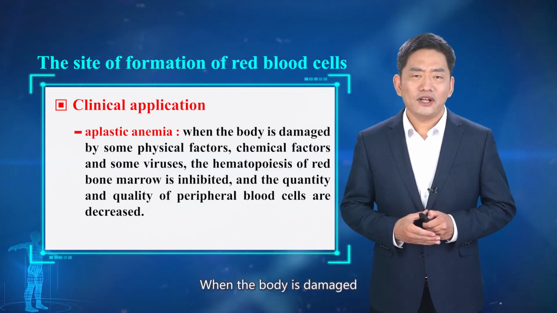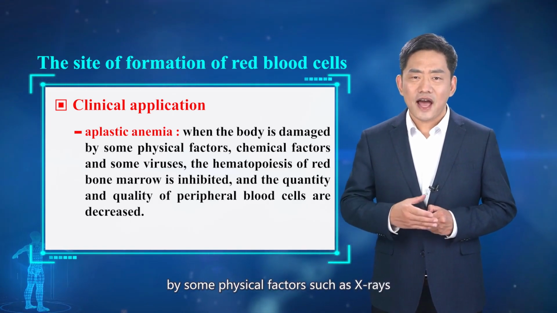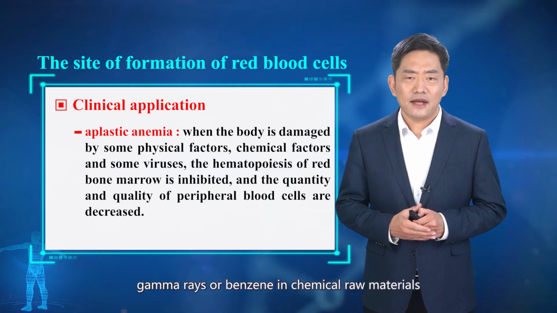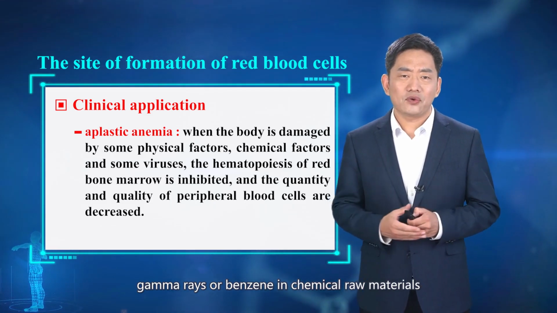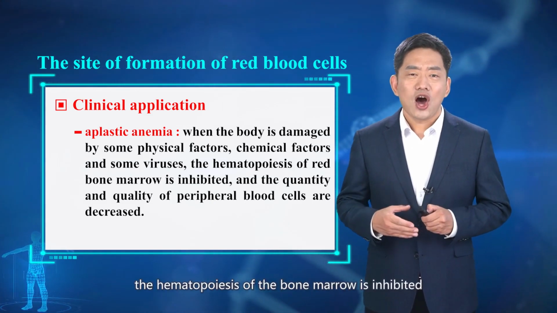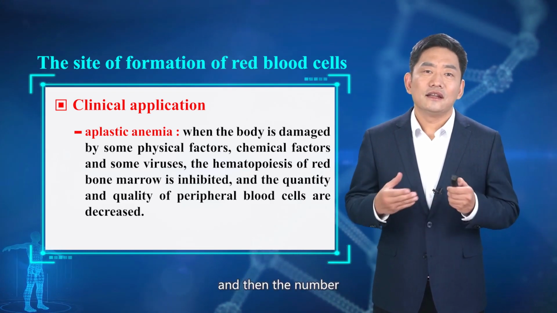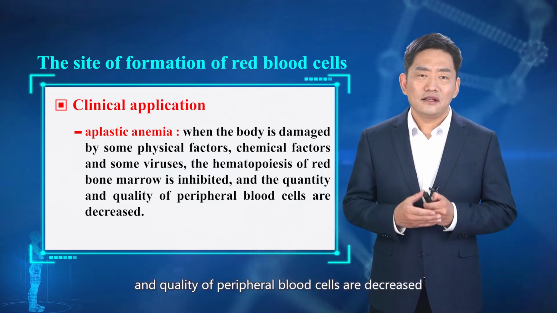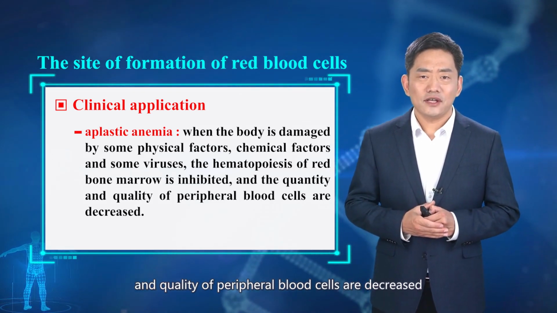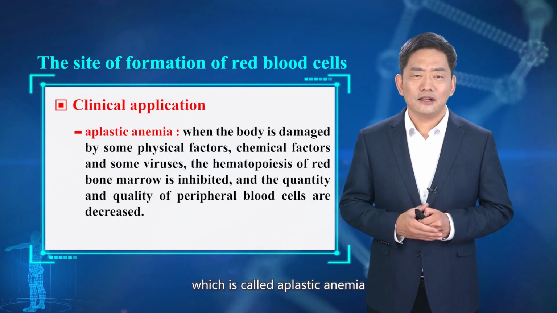When the body is damaged by some physical factors such as X-rays and gamma rays, and chemical raw materials such as benzene, and some viruses, the hematopoiesis of the bone marrow is inhibited, and then the number and the quality of peripheral blood cells are decreased, which is called aplastic anemia.